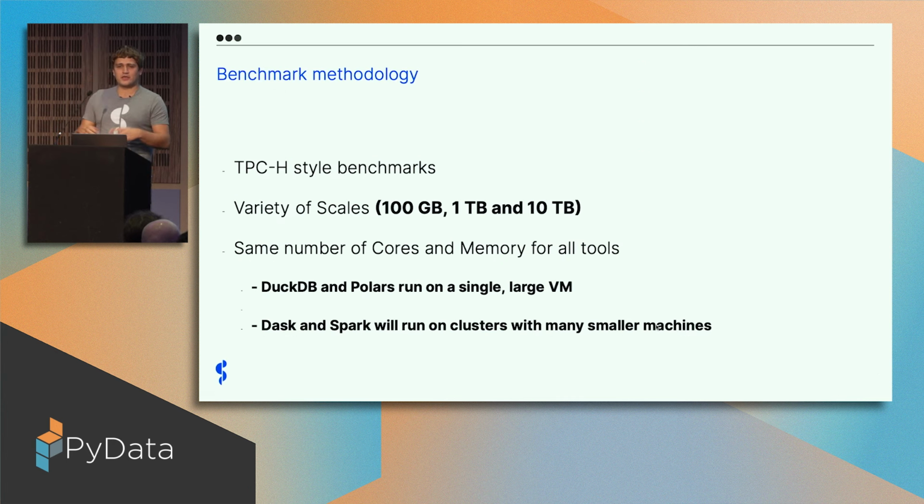All tools got exactly the same amount of compute available, but since DuckDB and Polars are both single node engines, they just got a huge VM, and Dask and Spark perform better on many but smaller VMs. So we gave them a cluster of different machines. But the amount of CPUs and the amount of memory was exactly the same.